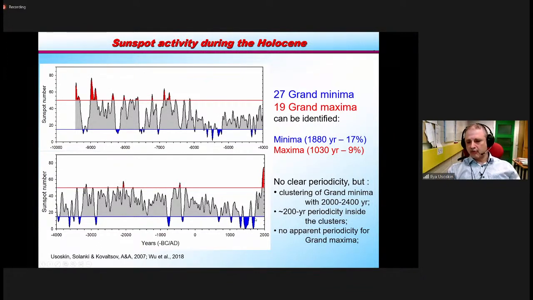You see the Maunder, Spörer, Wolf, Oort minimum. Then almost nothing, a couple of other minima, again no minima, and again. So they tend to cluster together. The separation between clusters is roughly 2 millennia, and within a cluster, the separation is around 200 years.